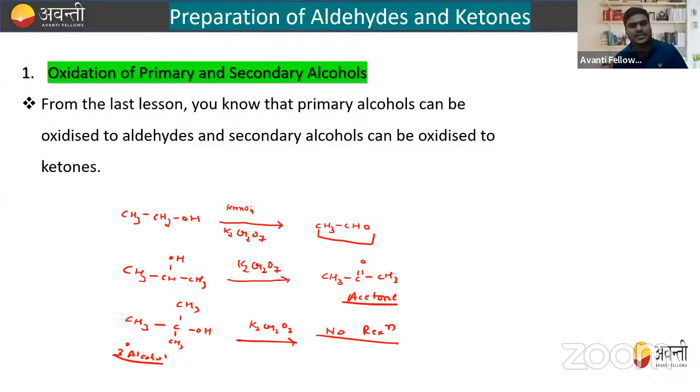This is the first method, in which you get the oxidation of primary and secondary alcohols. That is how you prepare aldehydes and ketones. So by the oxidation of primary and secondary alcohols, we will get this.